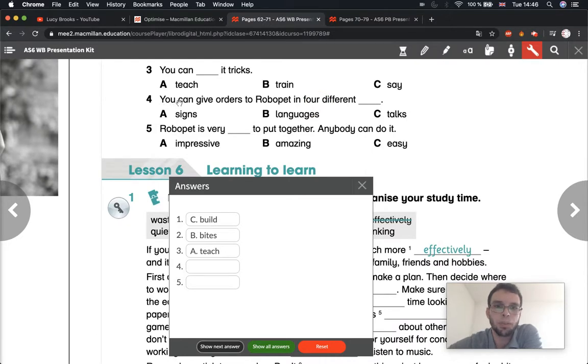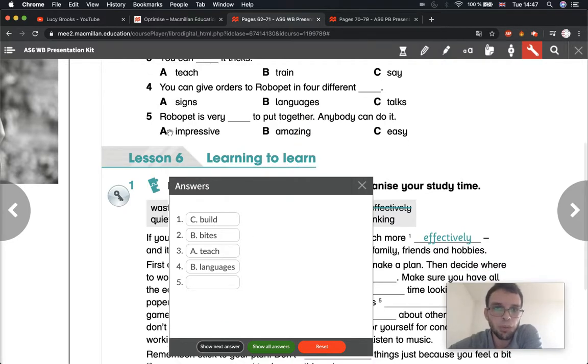And number 4, you can give orders to RoboPet in 4 different signs, languages, or talks. Okay, and the answer should be languages. And number 5, RoboPet is very blank to put together, right? To put together means to build, right? It's very blank to put together. Anybody can do it. Okay, and the correct answer should be easy. It's very easy to put together.